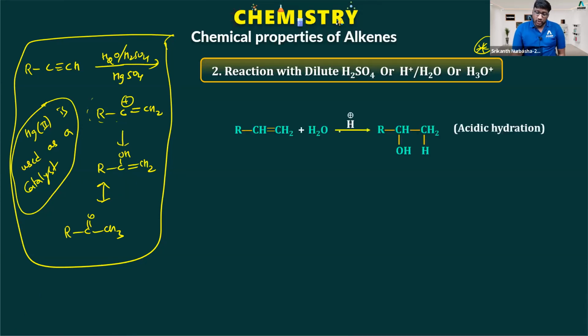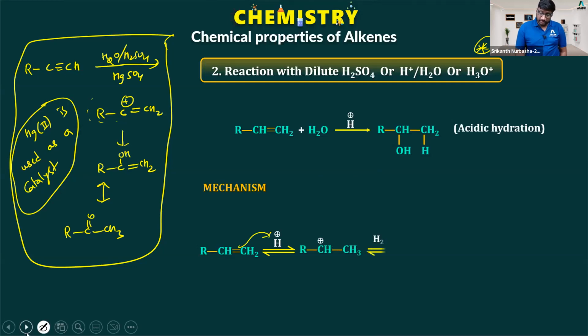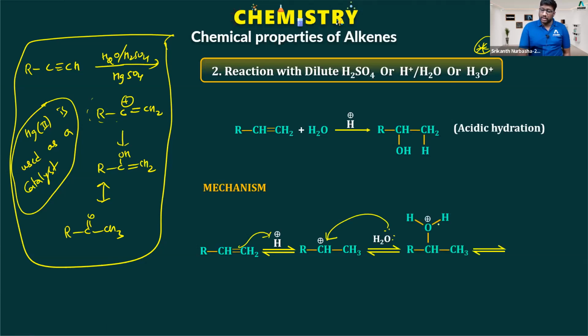Okay. RCH double bond CH2 plus H2O, H plus: the pi electron attacks H plus, that is the first step. As soon as the pi electron attacks H plus, we generate a carbocation. That carbocation, whatever is formed, is attacked by the nucleophile. What is the nucleophile now, students? Water acts as a nucleophile, attacks the carbocation, and will generate the protonated alcohol. That OH bond is going to be cleaved, loss of H plus occurs, ultimately you generate alcohols.